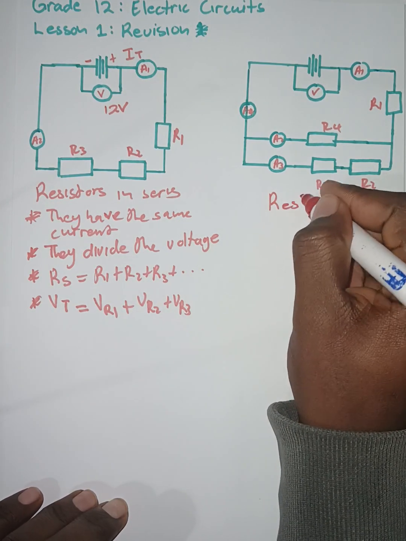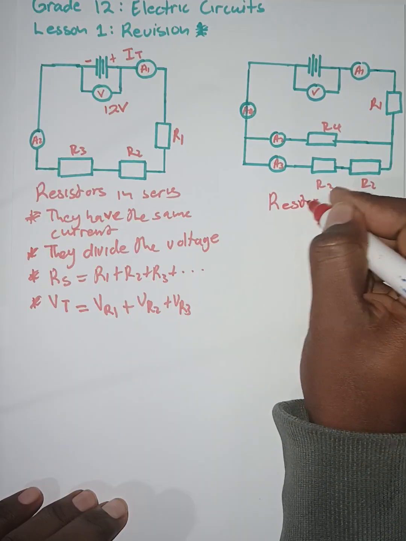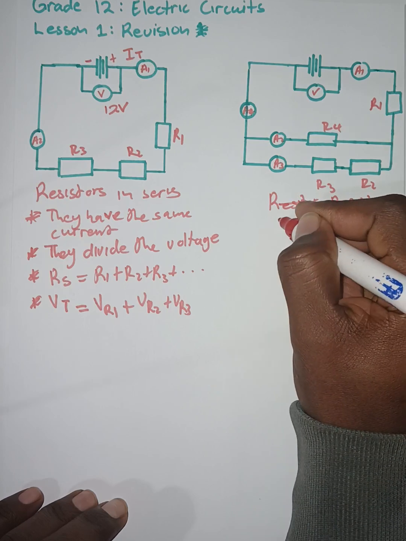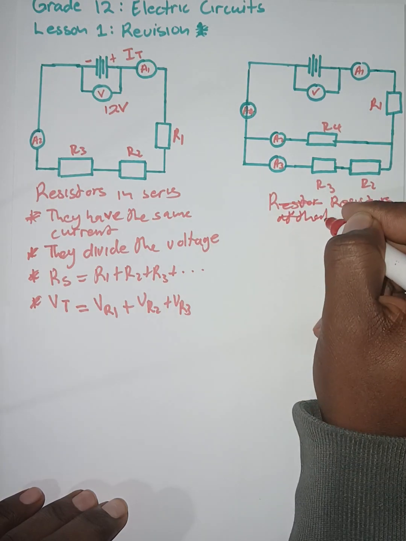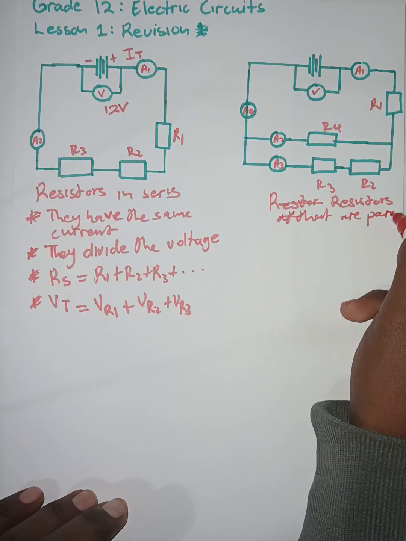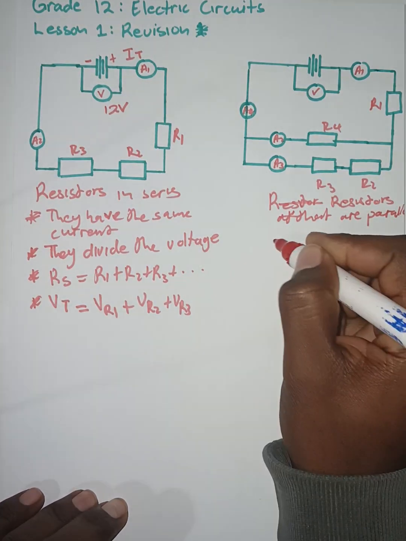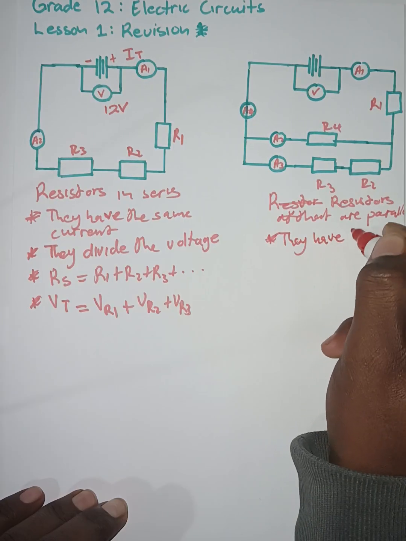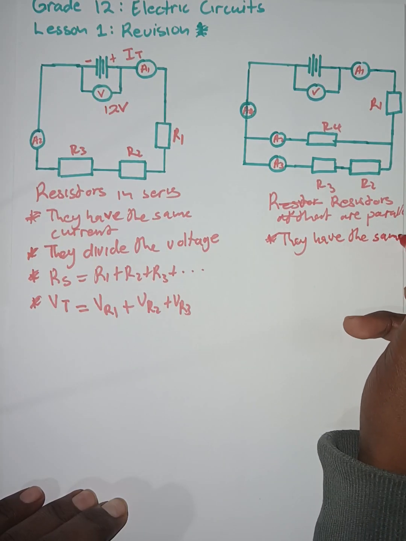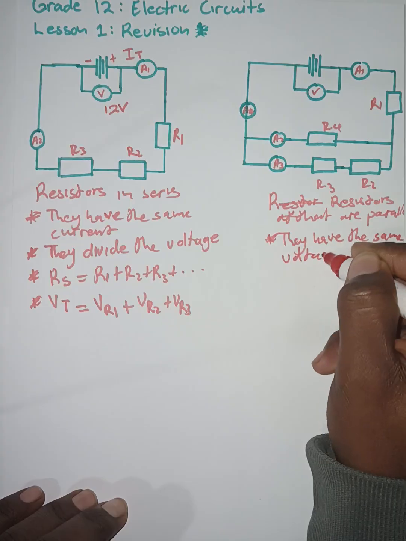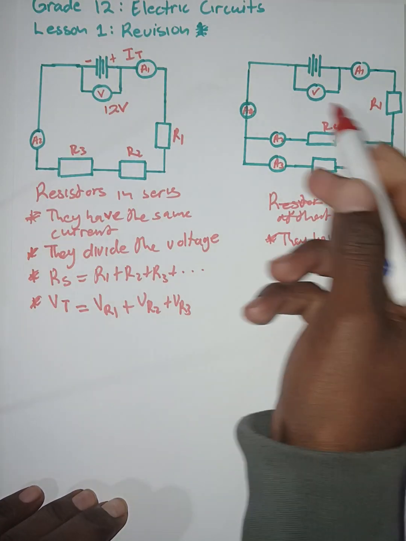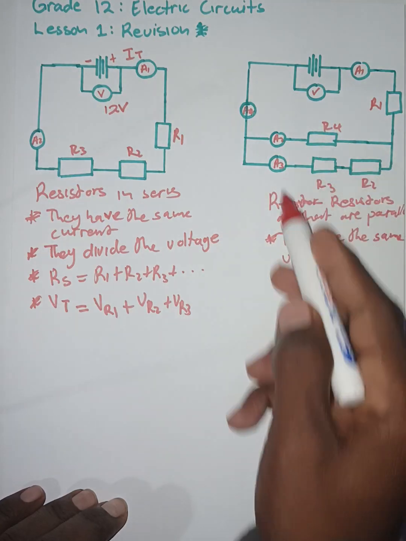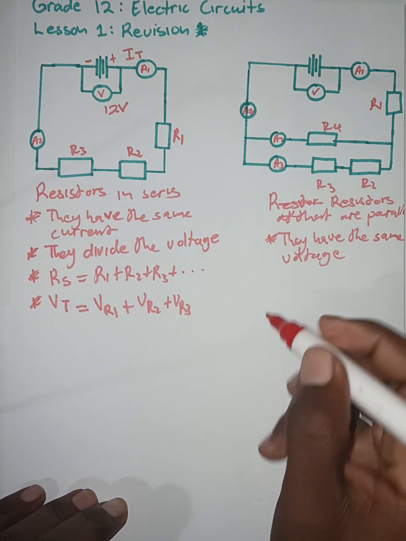So resistors that are parallel, the first thing that you must notice is that they have the same voltage. So that's one thing that you must note. In this case, if you know the voltage across the R4, you would be able to know the voltage across R3 and R4. So that's the first thing that you must note.